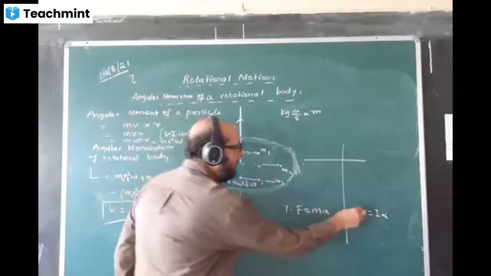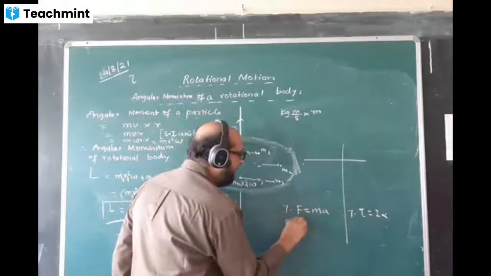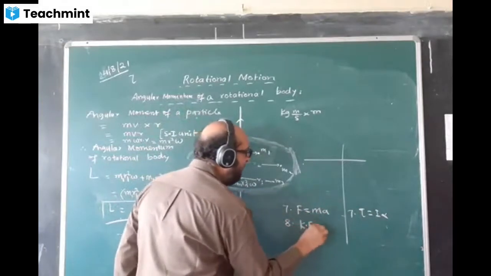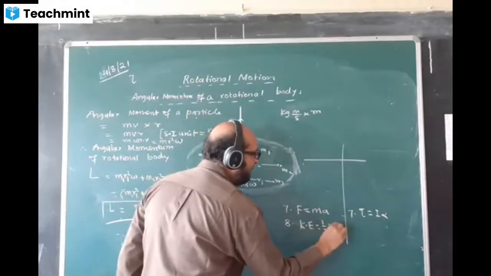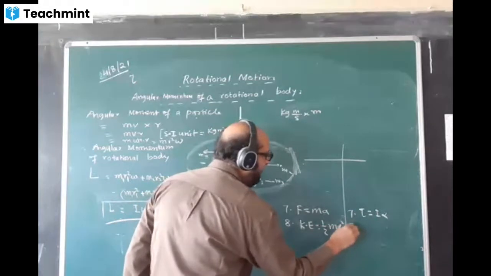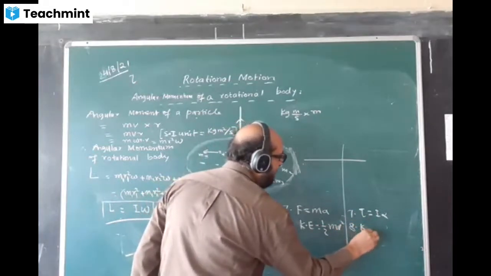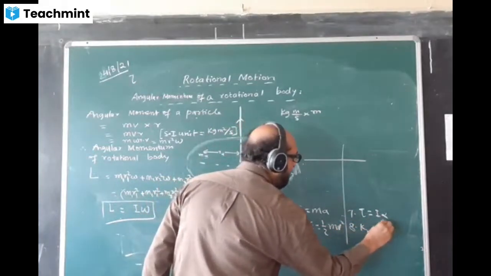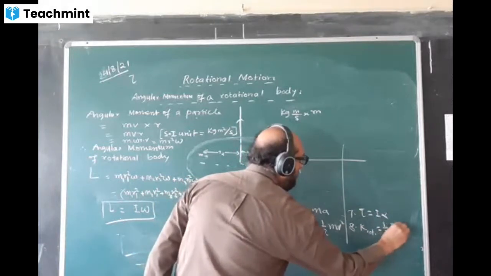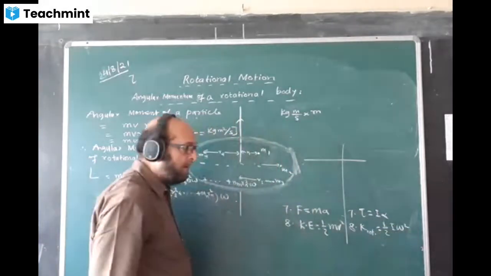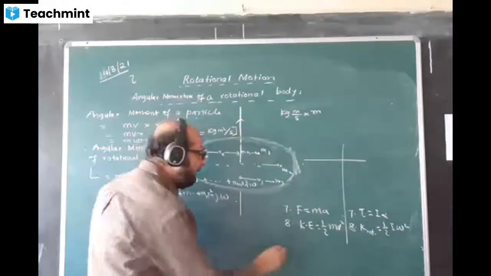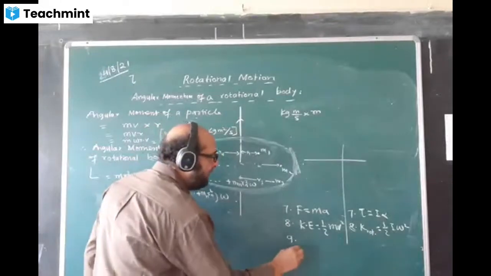That is the comparison. Now, comparison number 8. Here we have kinetic energy. The kinetic energy formula is half mv square. And here we will be writing the kinetic energy of rotation. What is the formula of kinetic energy? Half I omega square.